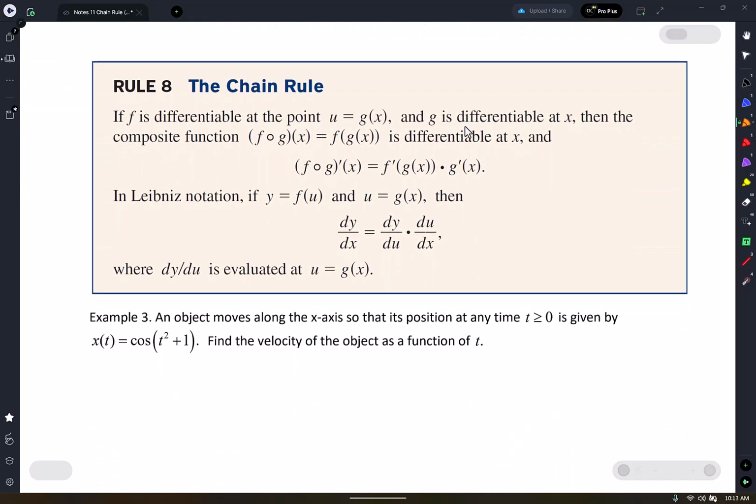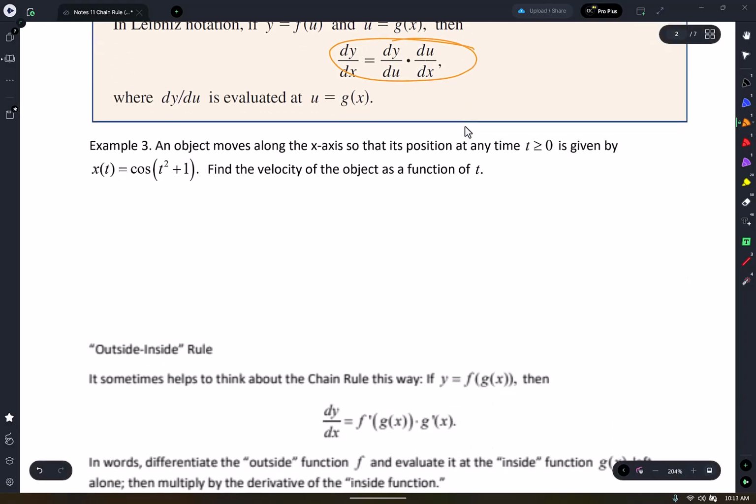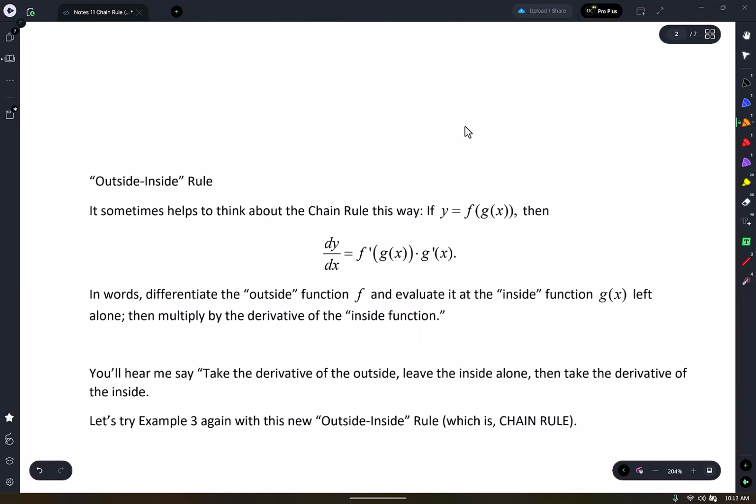All right, here's the chain rule with the formal definition. If f is differentiable at the point u equals g(x) and g is differentiable at x, then the composite function f composite g is differentiable at x. Derivative of the outside, leave the inside alone, times derivative of the inside. In Leibniz notation, blah, blah, blah. We'll do it one more time. Let's try an example, outside, inside.